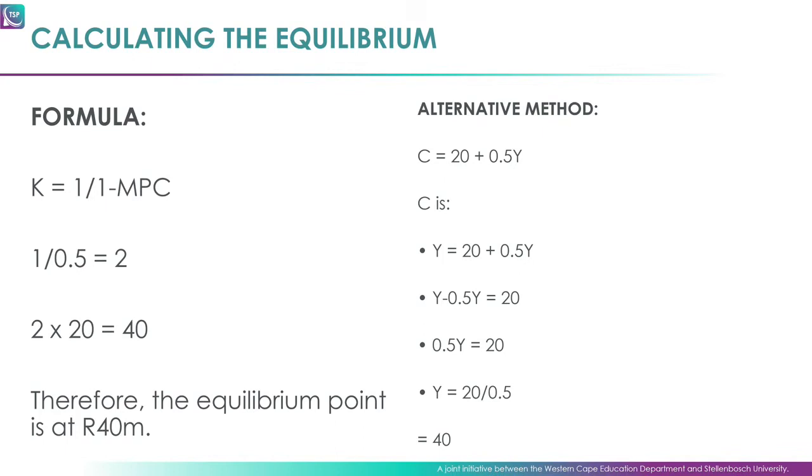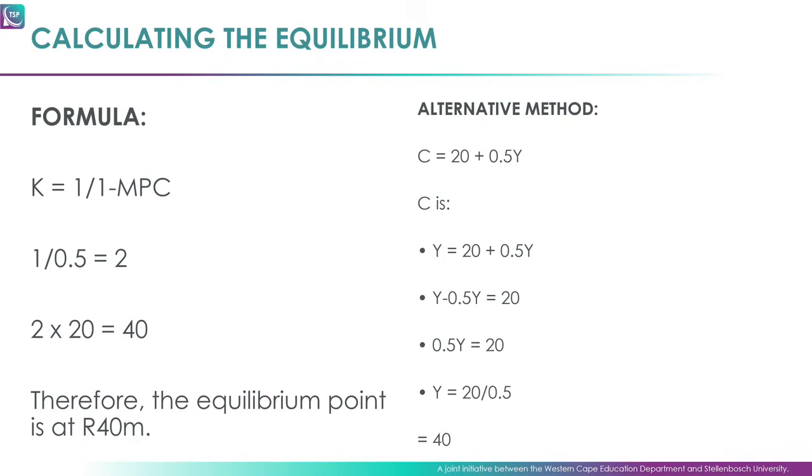So 1y minus 0.5y gives me 0.5y, which is equal to 20. Once again, what does maths teach us? We are multiplying on this side, so when we take it over, we divide on the other side. Therefore, y is equal to 20 divided by 0.5, which will once again give us the answer of 40.